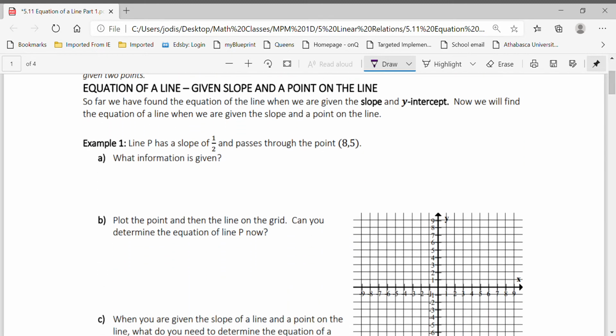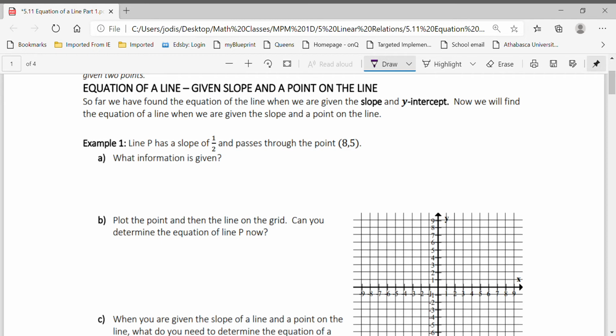So we're going to take a look at first the equation of a line if we're given the slope and 1 point on that line. So far we've been able to find the equation of a line if we are given the slope and the y-intercept, because we can just plug it right into the regular y equals mx plus b equation. But now we're going to be able to find the equation of a line when we're given the slope and any point on that line.